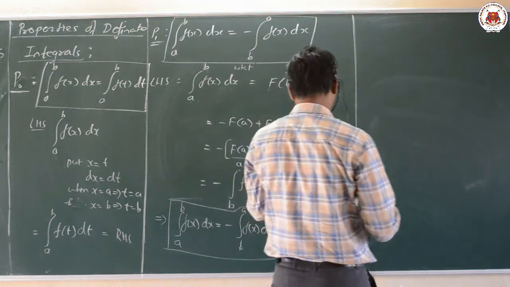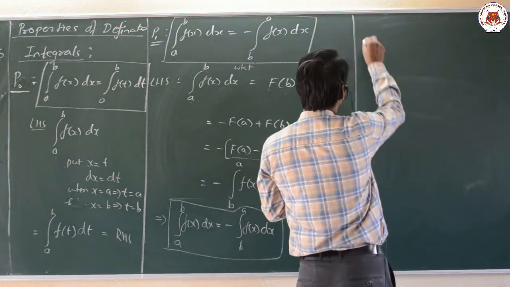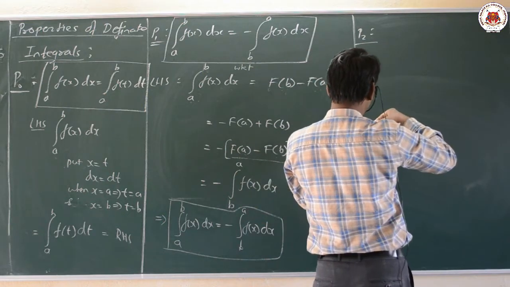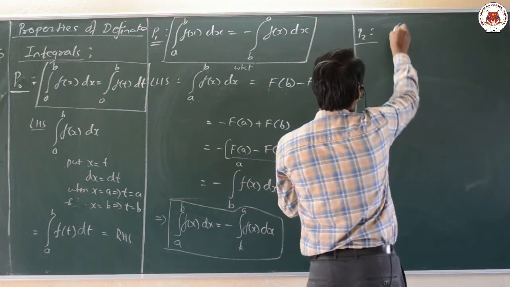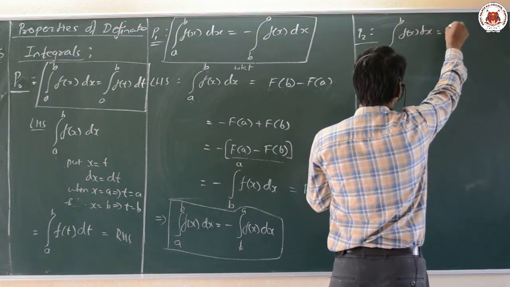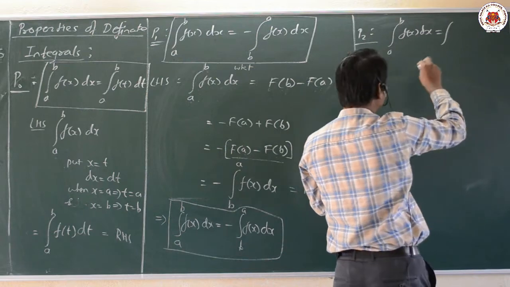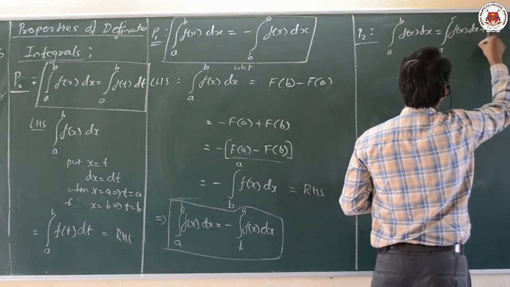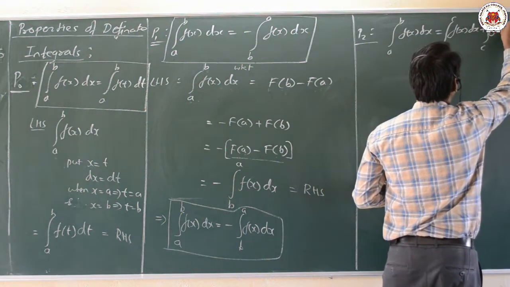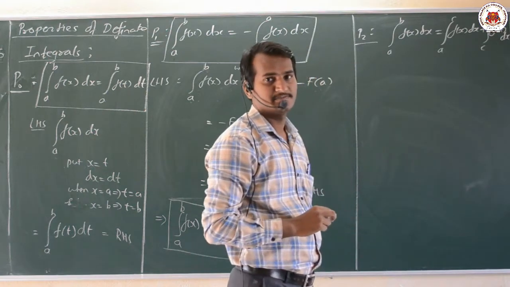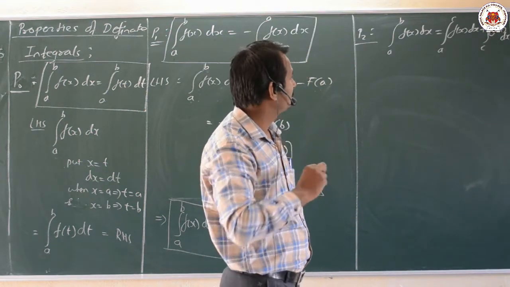Now let us start with the next property, that is P2. Now what is that property? The property says integral from a to b f of x dx equals integral from a to c f of x dx plus integral from c to b f of x dx. Now what it is, we shall observe here.